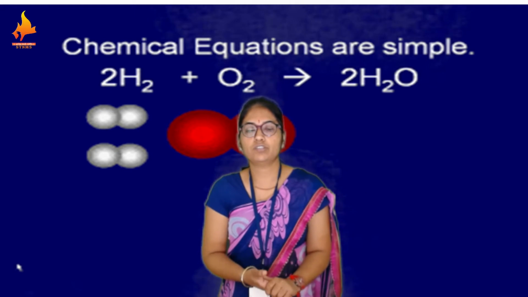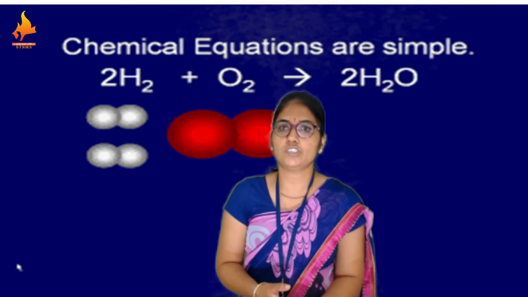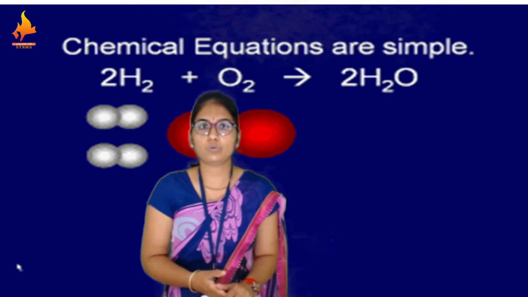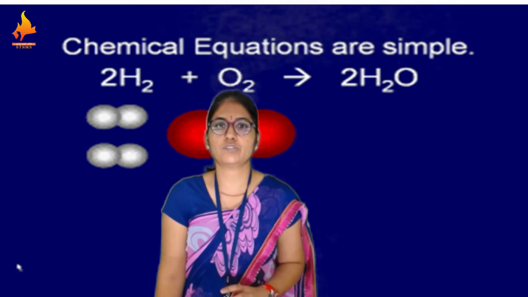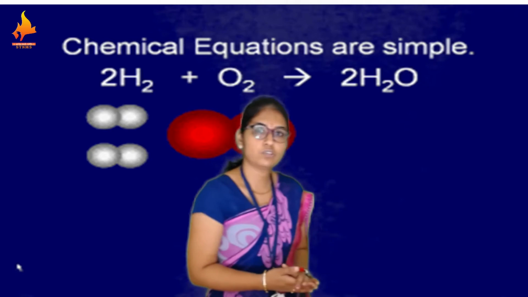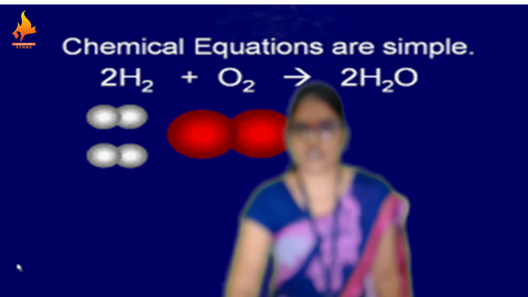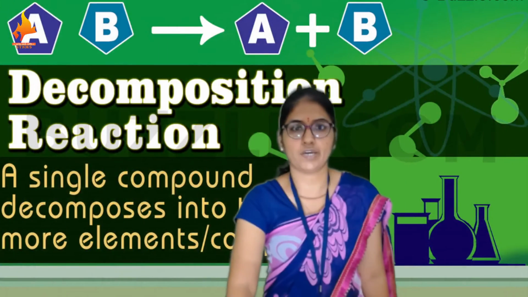Here is the reaction of hydrogen and oxygen. Hydrogen reacts with oxygen to form water. 2H2 reacts with one molecule of oxygen to give two molecules of H2O. This is a combination type of reaction, a synthesis type of reaction.